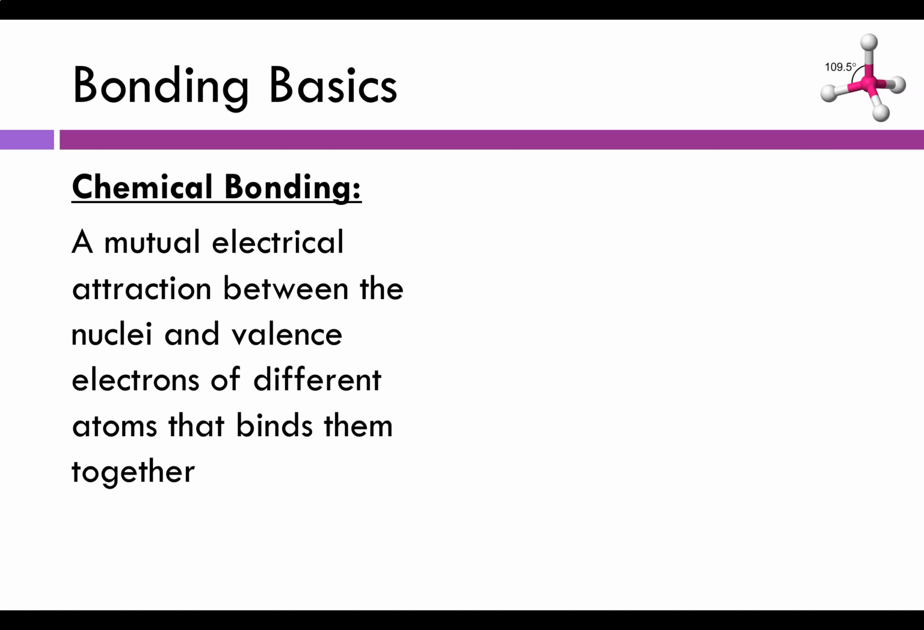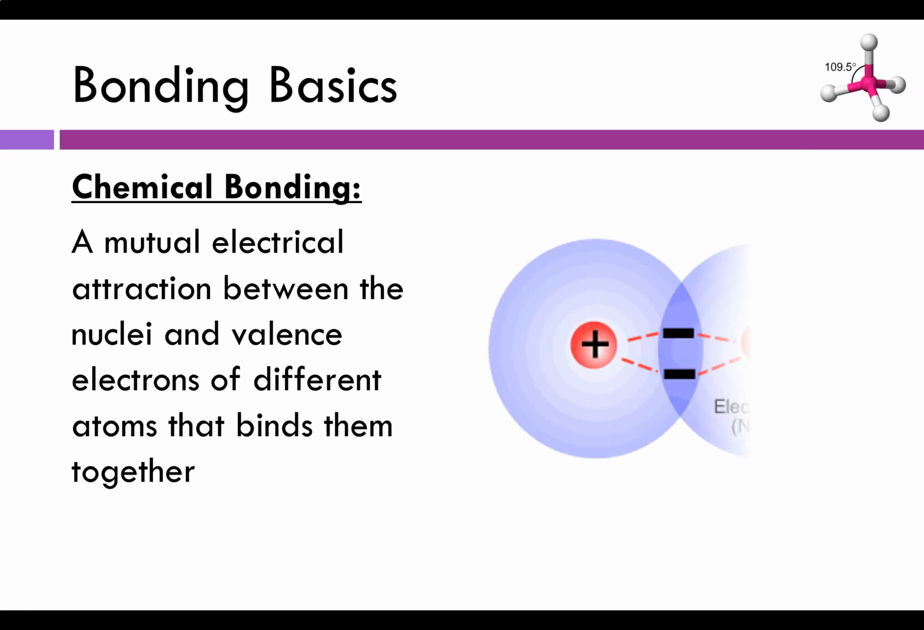Chemical bonding is really just attractive forces between atoms. We know that an atom consists of a positive nucleus and negative electrons. When you get two atoms close enough to one another, the nucleus of one atom can attract the valence electrons of the other atom, and vice versa. That second atom's nucleus will attract the valence electrons of the first atom.